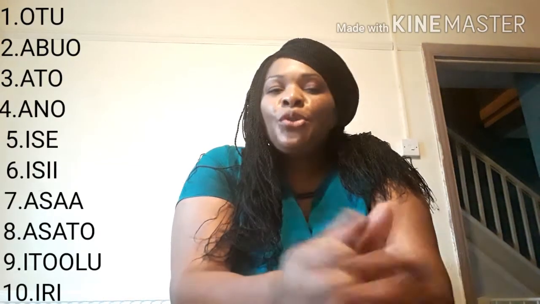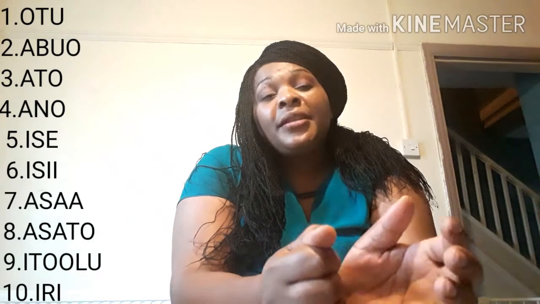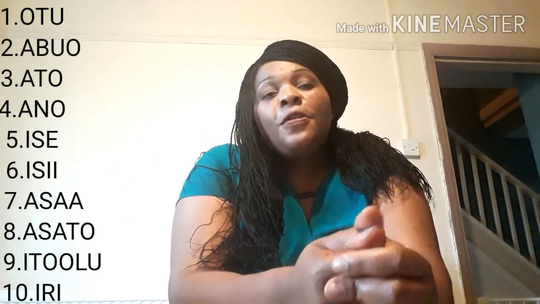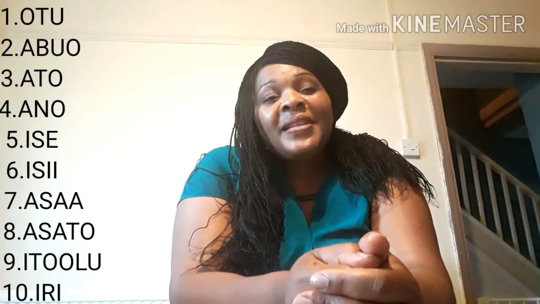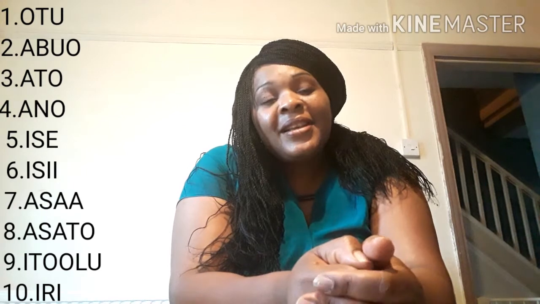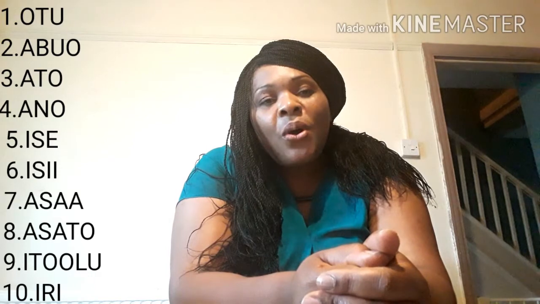1, otu. 2, abụọ. 3, atọ. 4, anọ. 5, ise. 6, isii. 7, asaa. 8, asatọ. 9, itoolu. 10, iri. When you get to 10, you start topping up. +1, +2, n'otu, na abụọ, na atọ. Okay? 11, iri na otu.